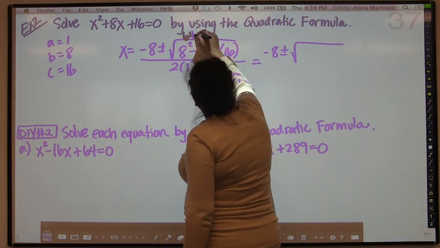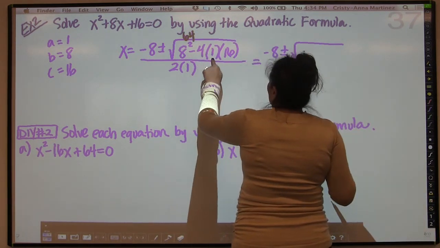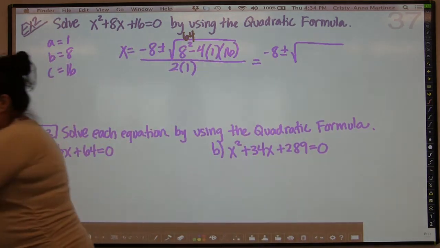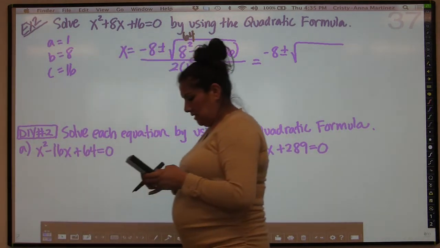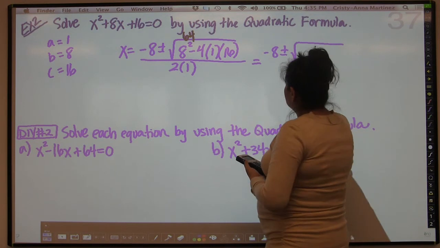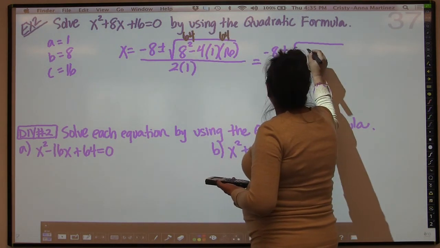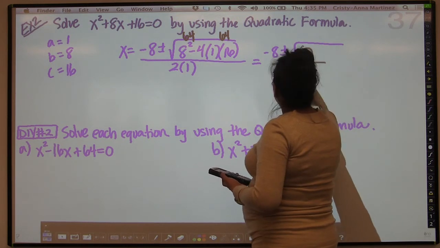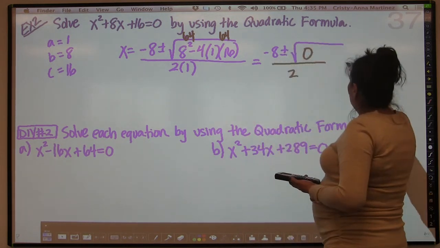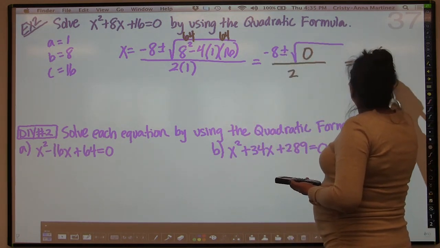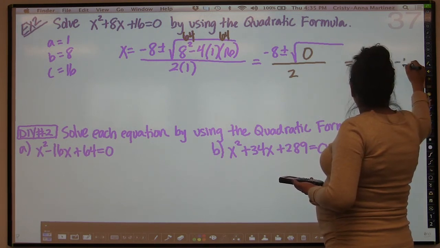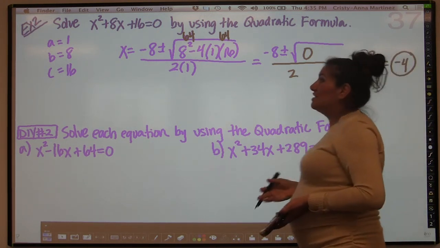This is 64. And then 4 times 1 times 16 is also 64. So you get 64 minus 64, which is now 0 over 2. Well, the square root of 0 is 0, so all you're going to get is negative 8 divided by 2, which is negative 4.